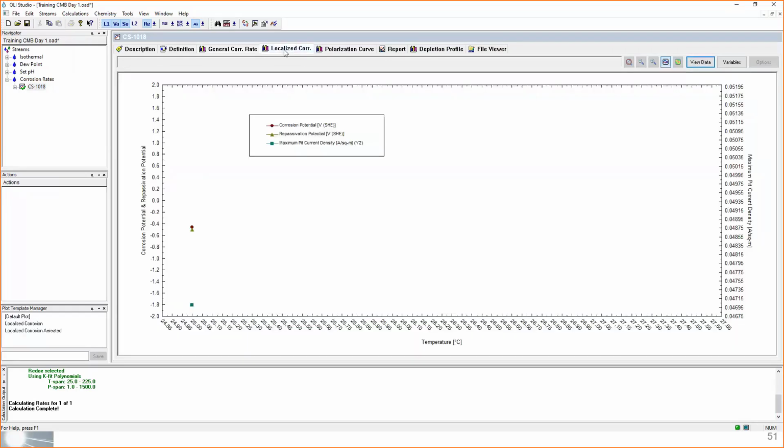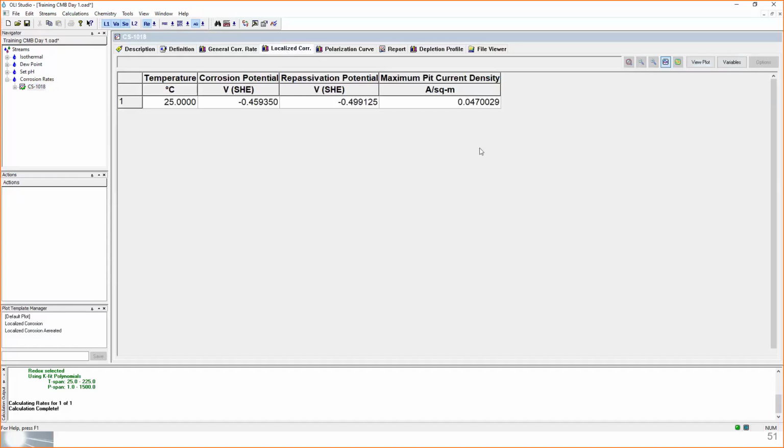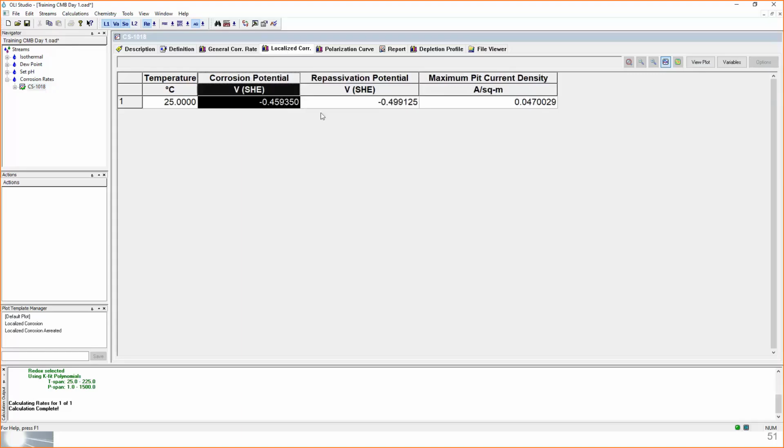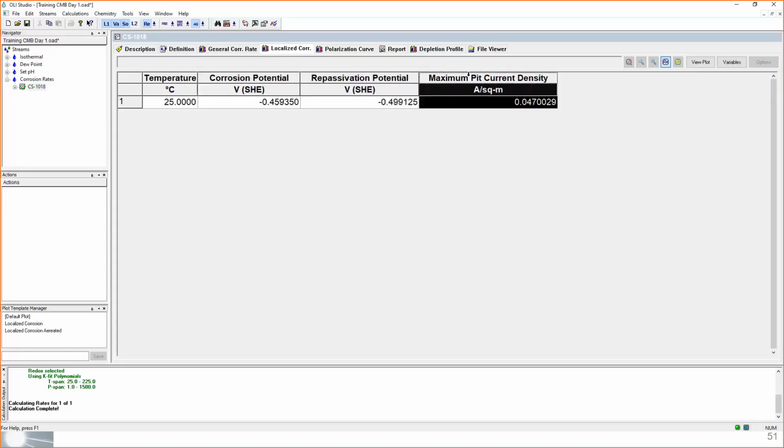Then we have the localized corrosion rate. Okay, again, this is the tabulated form. This is the plot form. We want the tabulated form. And let's click on the View Data button. And in here, you will see 3 different values that are reported besides temperature. So we have the corrosion potential, we have the repassivation potential, and we have the maximum peak current density. Okay. Now, what do these things mean? What do we mean by corrosion potential, repassivation potential, and maximum peak current density?